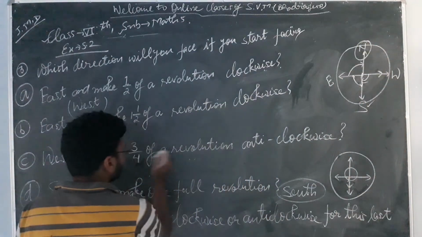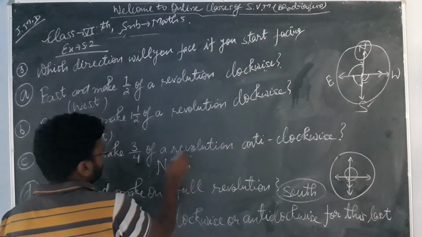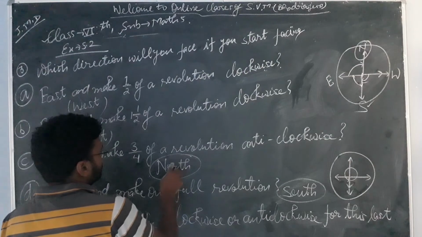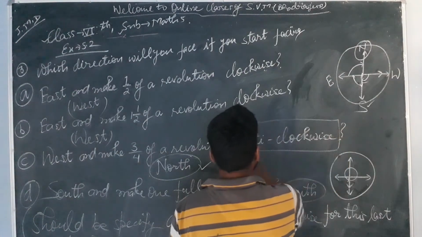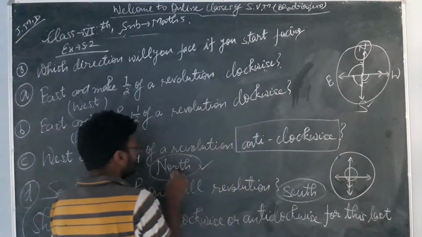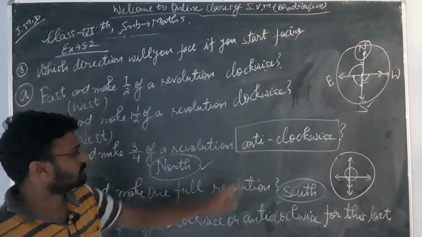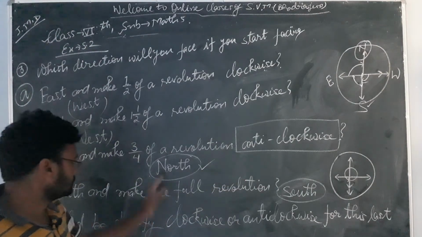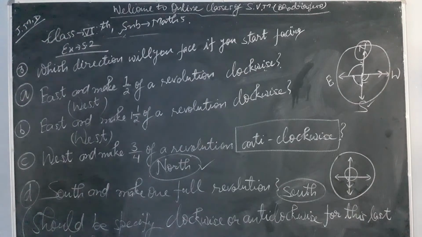Okay, so our answer of part third will be north, not south. I hope now it is clearly visible, because we are taking anti-clockwise, not clockwise. If we were to take clockwise, then we would face towards south, not towards north, but we are taking anti-clockwise. It is written very clearly. So we will face towards north only.